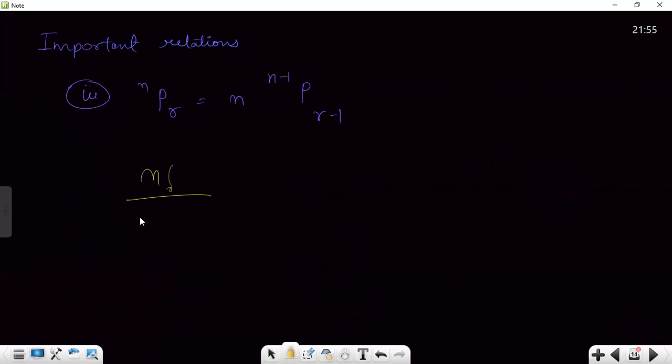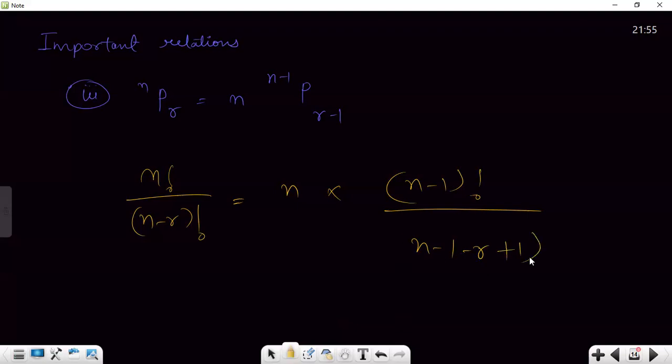nPr is n factorial upon n minus of r factorial. Given is n into n minus 1 factorial upon n minus 1 into minus of r plus of 1 factorial. Now, please don't forget to multiply the whole thing by the minus sign. So plus r becomes minus r, minus 1 into minus becomes plus 1. Clear?